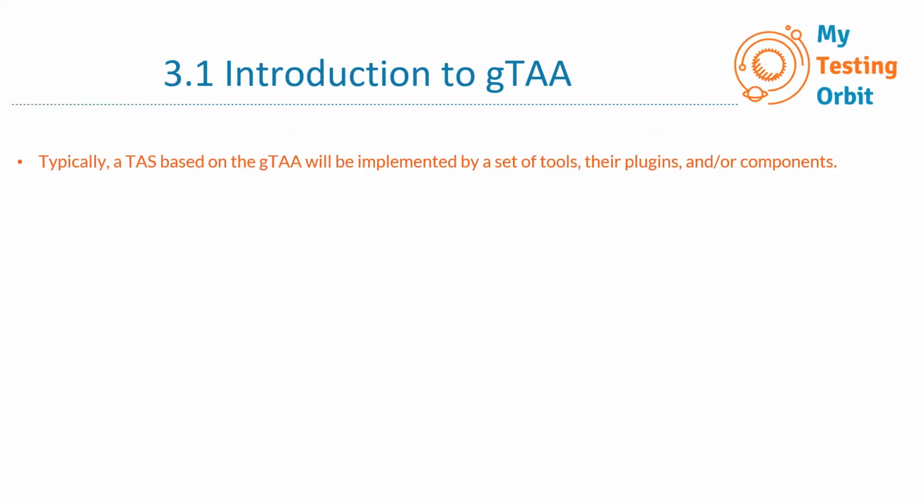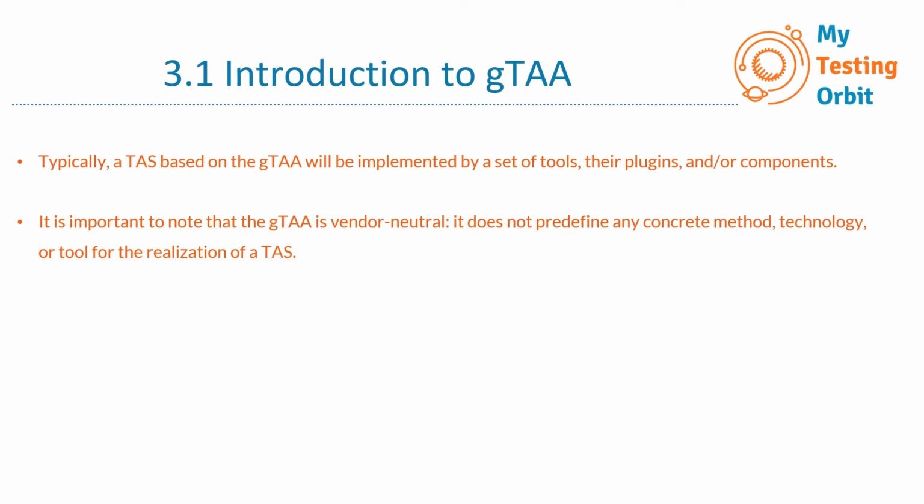Okay, so there are a few more things about the generic test automation architecture. Typically a test automation solution which is based on the gTAA will be implemented by a set of tools, their plugins and/or components, right? Then the second one is, it is important to note that the gTAA is vendor neutral. It does not predefine any concrete method, technology, or tool for the realization of a TAS.